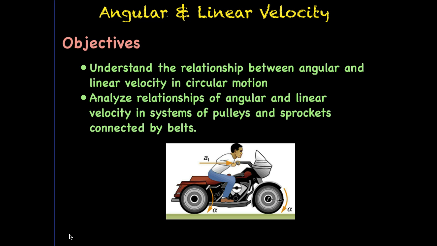When you are looking at angular and linear velocity, you're looking at things such as how many times does this wheel on this motorcycle rotate? That would be angular velocity. You're also looking at how far do you move with each rotation, and that is basically your linear velocity. We'll look at that in a little more depth.